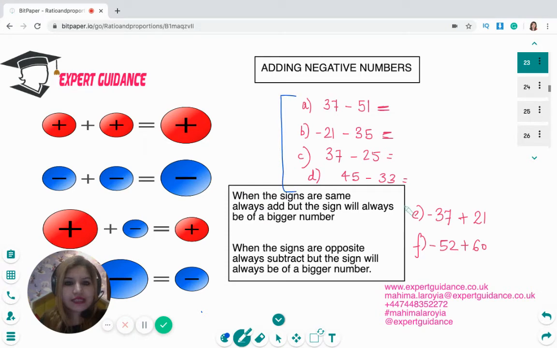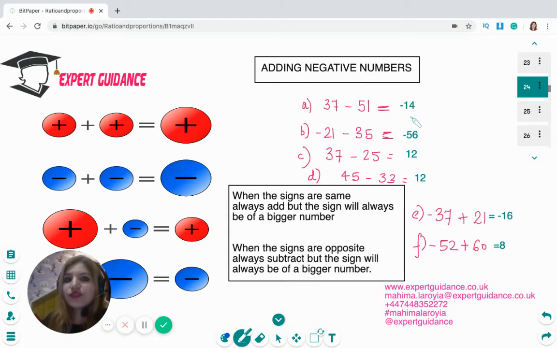So try these. In our first question, this is 37 and -51. So 37 is a plus, there's no sign in front of it, it means it's plus. And 51 is minus. So as the rule says, the two signs are opposite, so we'll subtract the two numbers. We'll do 51 take away 37, which will give us 14. But the bigger number here is negative, so the answer would be negative 14.